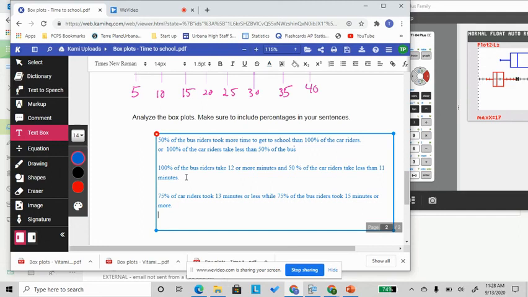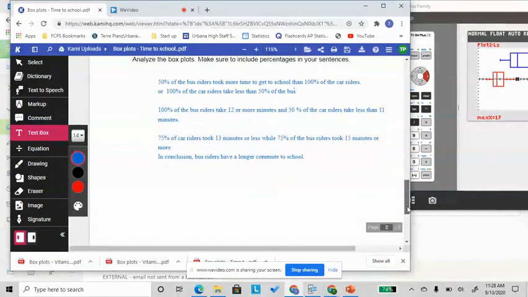So of course, in conclusion, bus riders have a longer commute to school. And that's it. That is our analysis of bus times.